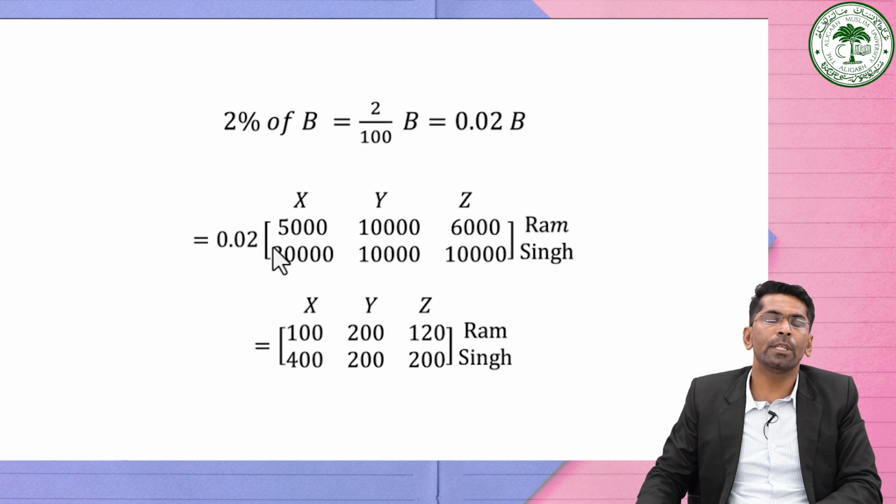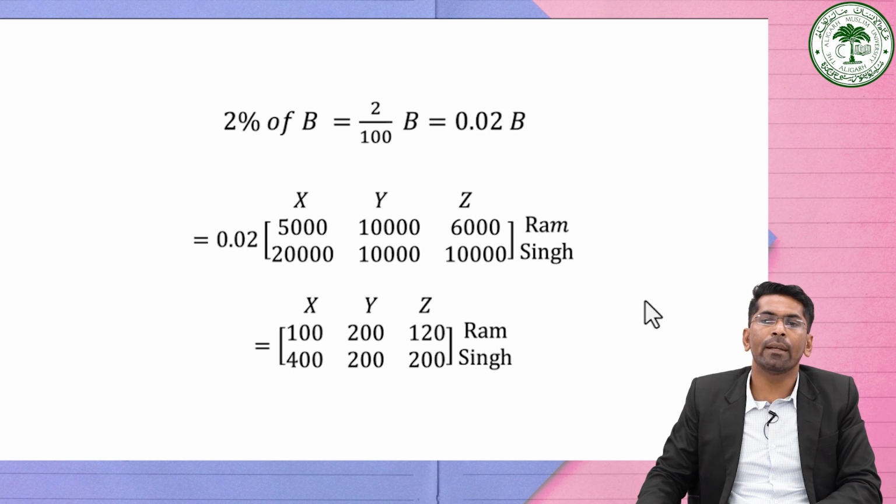It is equal to 0.02 into 5,000, which is equal to 100. 0.02 into 10,000 is equal to 200. 0.02 into 6,000 is equal to 120. 0.02 into 20,000 is equal to 400. And 0.02 into 10,000 is equal to 200. And accordingly, the remaining ones.